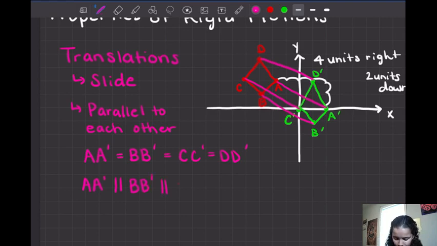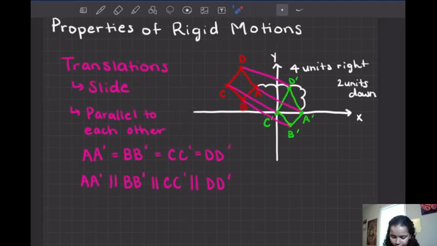And this is how we notate parallel. So when you say that 2 lines are parallel, this is the notation. It's just basically 2 lines that don't intersect, 2 line segments that don't intersect. And then equals just means that they're all equal to each other, okay? So this is for translations.